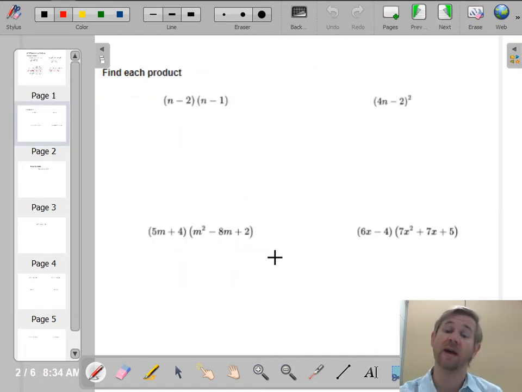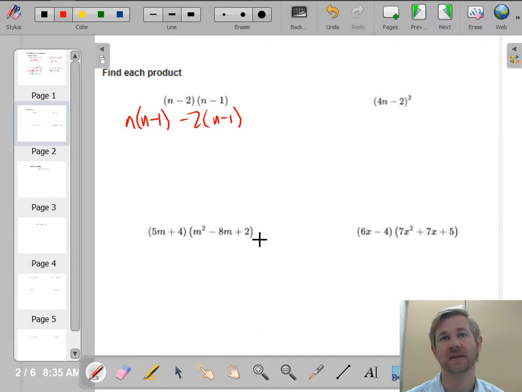Now, what if we are asked to distribute? So I'm going to make sure that we understand what's going on here. Everything in the first polynomial has to get multiplied by everything in the second. So n has to get distributed and negative 2 has to get distributed. So there's 4 multiplications that have to happen. n times n is n squared, n times negative 1 is negative n, negative 2 times n is negative 2n, and negative 2 times negative 1 is positive 2.